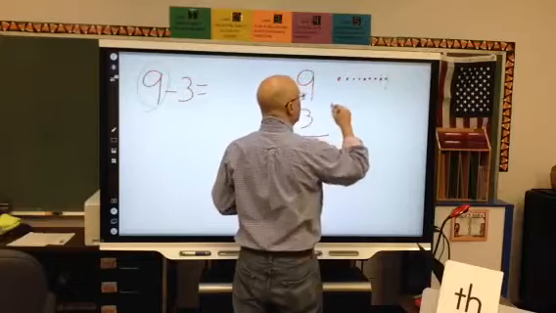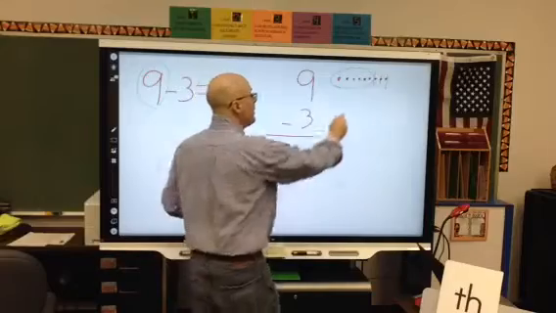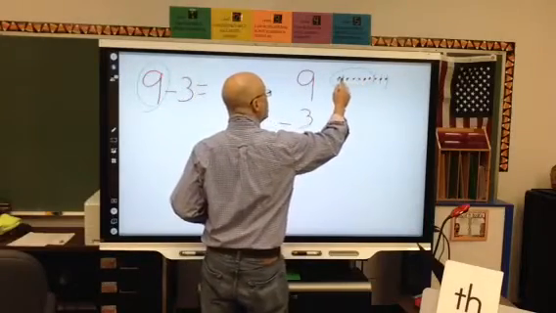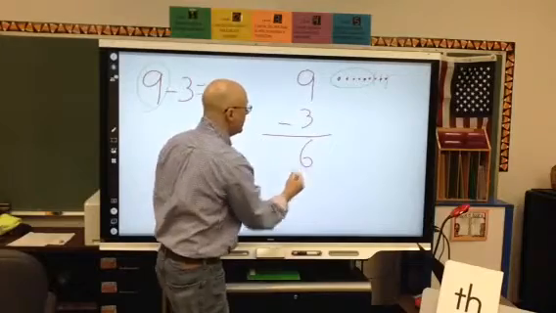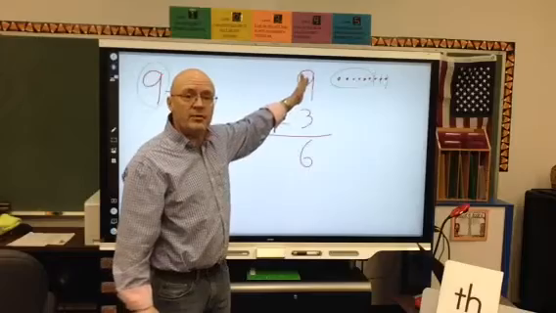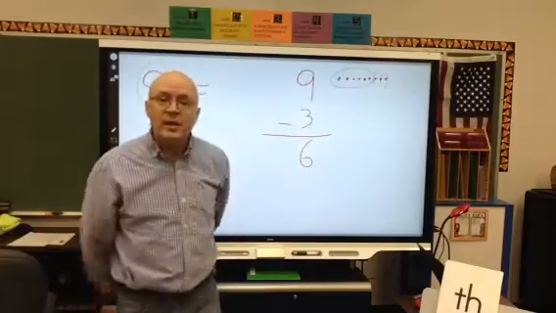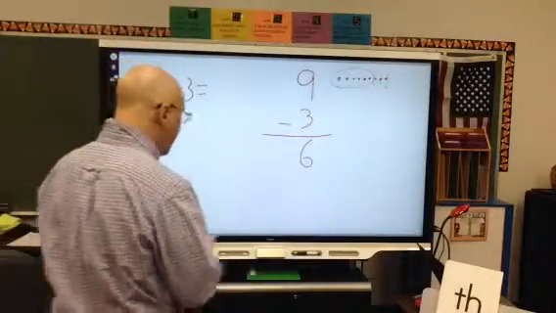1, 2, 3. The answer, or the difference, is how many I have left. 1, 2, 3, 4, 5, 6. So 9 minus 3 is 6. Notice how I write that 6 straight up and down. The 3 was right underneath the 9, and the 6 is right underneath the 3. Okay? That's extremely important.